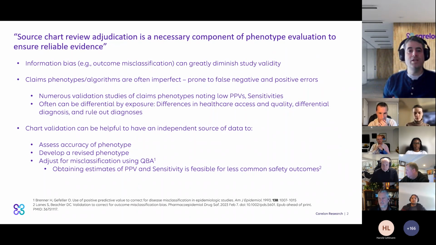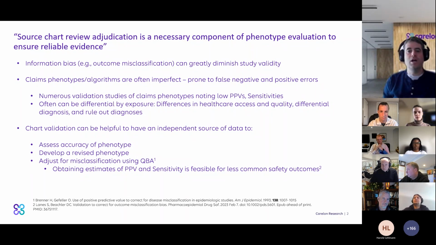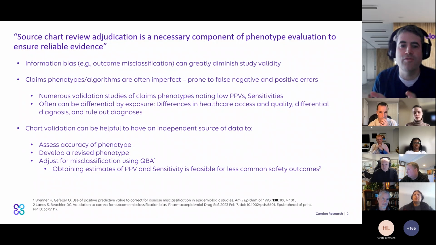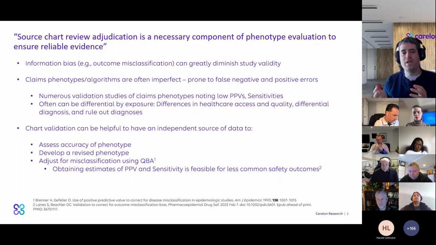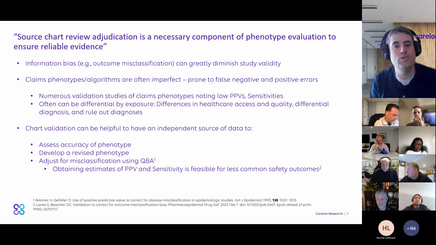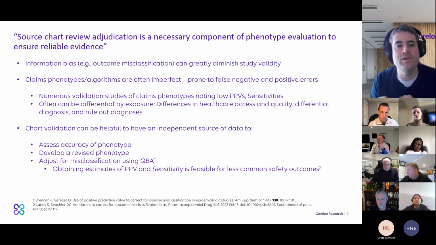This bias can also be non-differential, but it also can be differential by exposure. And I think both are potentially important, but especially when we're thinking about differential by exposure, comparing different drug groups, there could be reasons such as differences in healthcare access or quality, differential diagnosis, rule out diagnosis. For example, if you compare a newer drug that's just on the market to an older drug for a safety outcome, clinicians may be more cautious of the newer drug and worry about concerns about a safety outcome that they're aware of, and use a rule out diagnosis approach more often than the older drugs. So these can be differential.